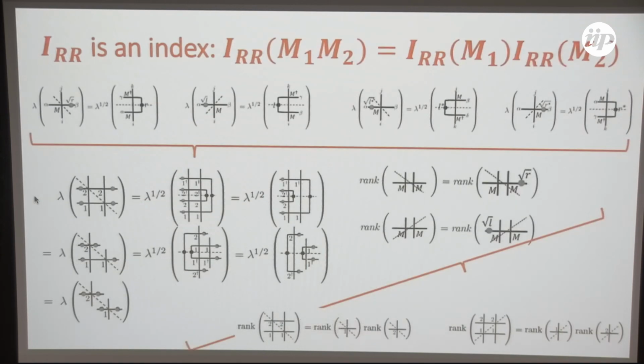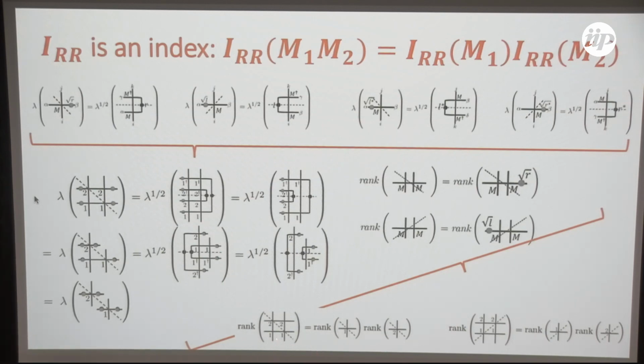Right, this is the proof. So eventually, we want to prove that if we calculate the rank ratio index after multiplying M1 and M2, it has to be equal to the multiplication of rank ratio indices calculated separately. Right? This homomorphism property.